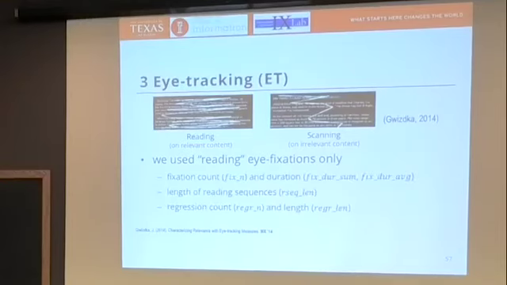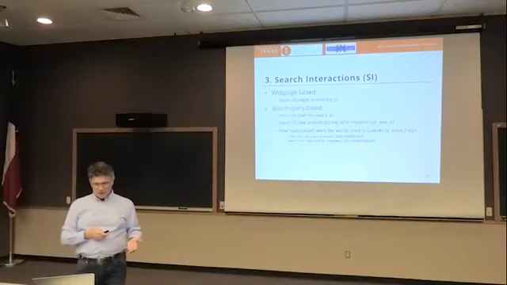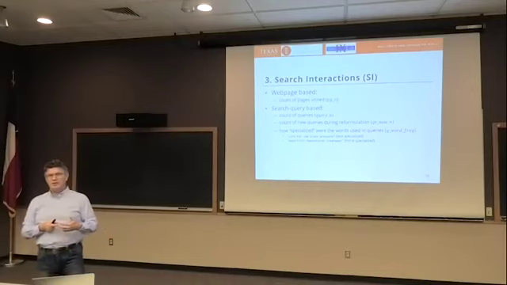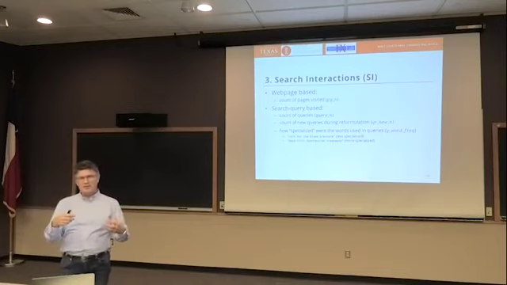And some of the measures are the same that I mentioned previously in other research: counts of fixations, durations, and various derived statistics. Also the length of reading sequences in pixels on the screen, and regression counts, so how much people were moving their eyes backwards, and the length of regressions also, so how far and how many times they do this. The search interactions include relatively simple things, which are essentially the data that is server side, or could be.